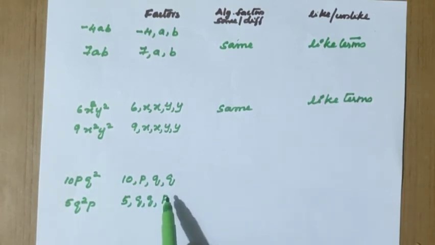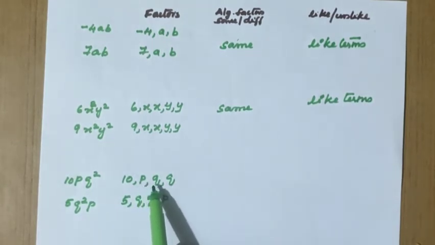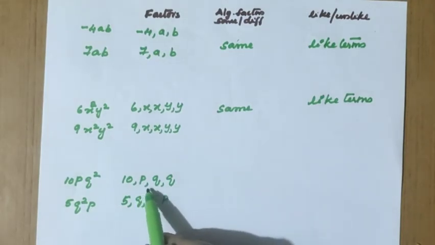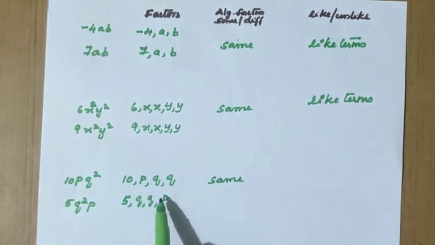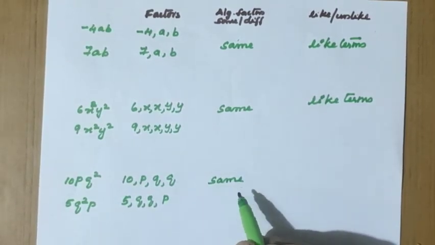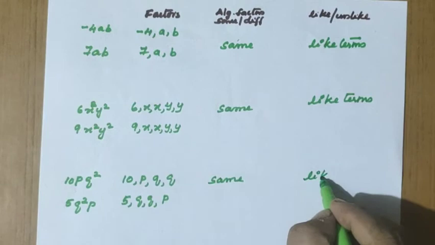As you know, multiplication is a commutative property. 3 into 4 equals 4 into 3; also we can write 3 into 4 is the same as 4 into 3. In the same way, p into q is the same as q into p. So what is the meaning of this? We can write the same algebraic factors. See that p one time, q two times; here also q two times, p one time. Only the order is different, but the factors are the same. So hence they are called like terms.